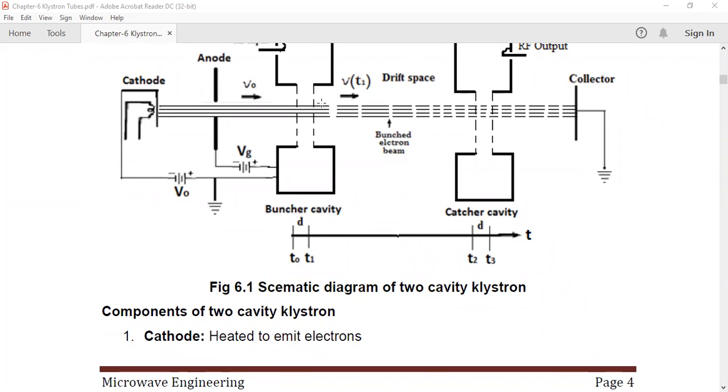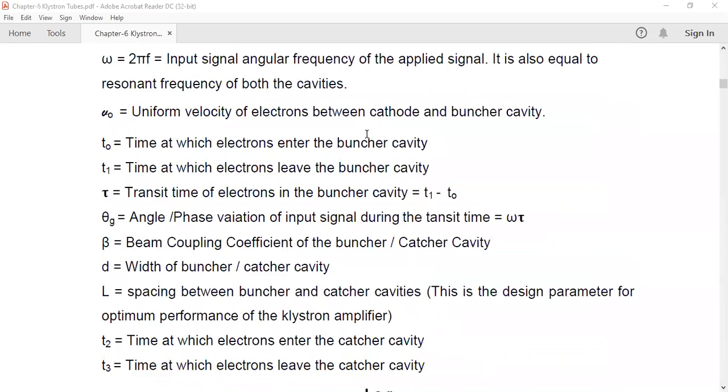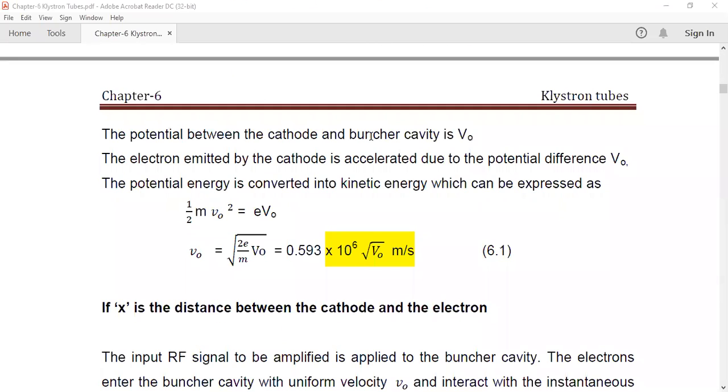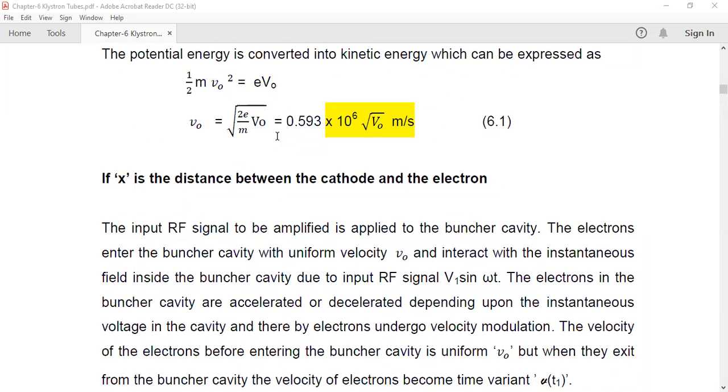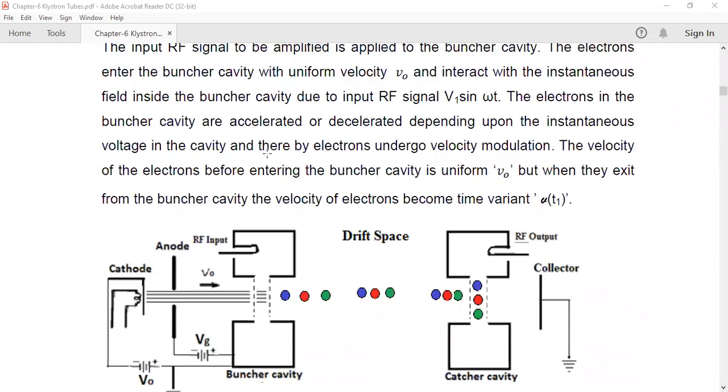I want to find out what is the velocity of the electron after leaving the buncher cavity, V of T1, after velocity modulation. That you can find out easily. This is the velocity of electron formula. Already we know V naught is equal to root of 2 E by M into V naught, where V naught is the applied voltage.